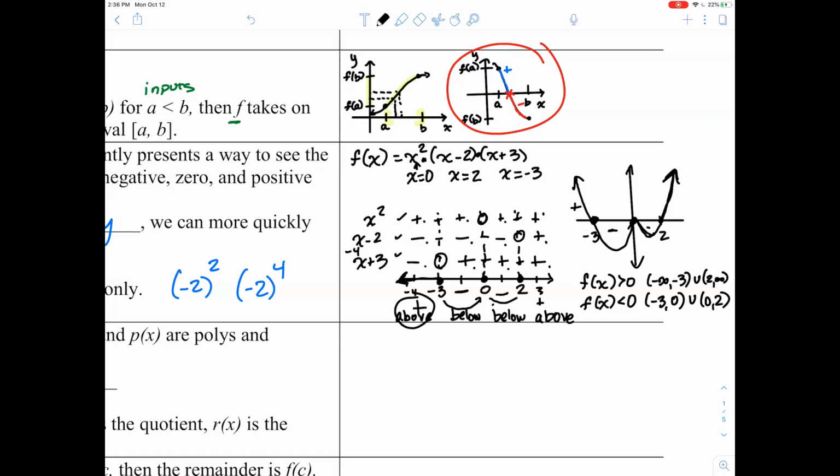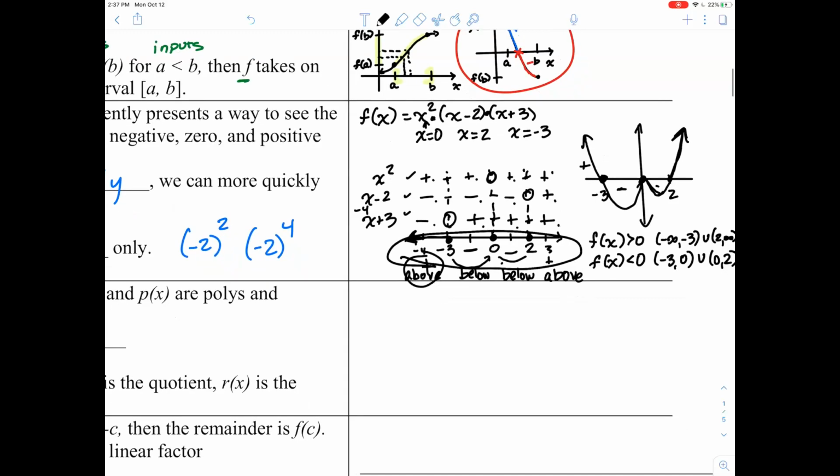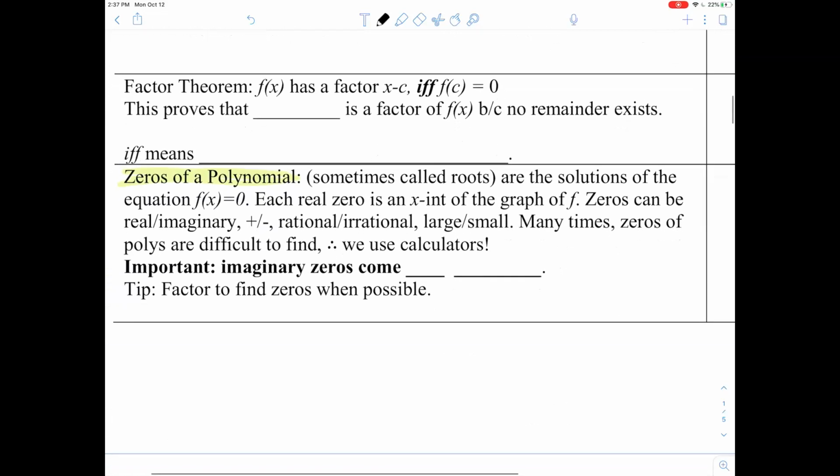And so those are also things that I might ask you to look at with your sign diagram. And you can just see it here. You don't even have to graph it to see when you're above and below, when you're positive and you're negative. So there's a sign diagram. All right, let's move down to zeros.